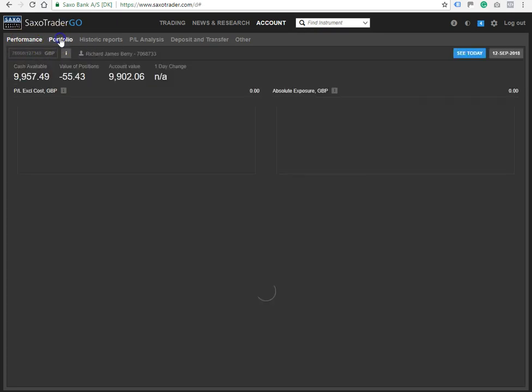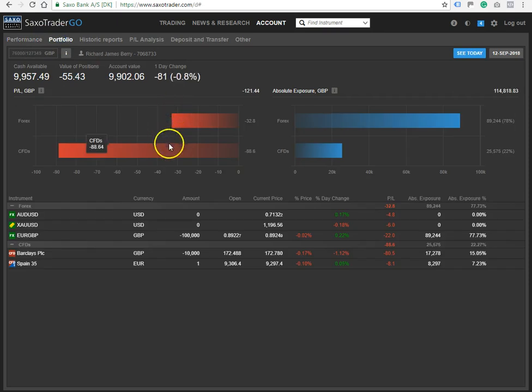Moving on to the portfolio section, this is quite interesting. So this gives you a nice visual overview of what's happening in your account. So you can see where your overall exposure is. For example, foreign exchange, CFDs, and obviously where we're making and losing money. We're losing money on everything, which is fine. That's just the nature of trading. But it does give you a good visual representation of where your positions are.